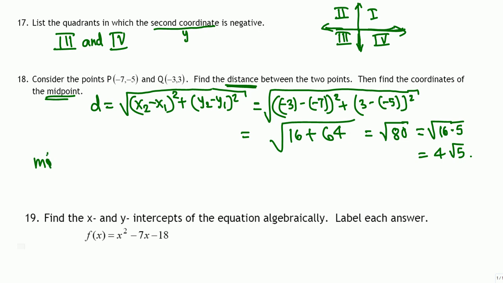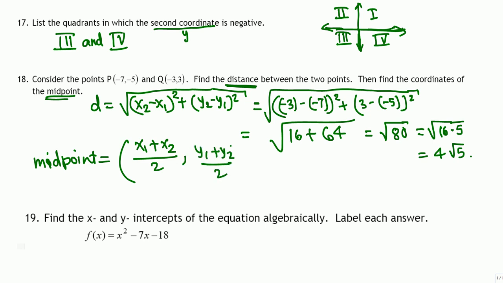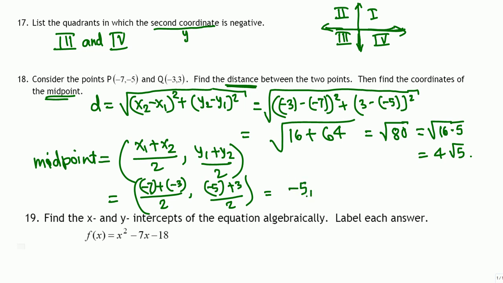The question also wants us to find the coordinates of the midpoint. So midpoint means we need to find the x coordinate and y coordinate. Midpoint is given by the formula x1 plus x2 over 2 comma y1 plus y2 over 2. So negative 7 plus negative 3 over 2 is the x coordinate, comma the y coordinate, negative 5 plus 3 over 2. Negative 7 plus negative 3 is negative 10, divided by 2 is negative 5. Negative 5 plus 3 is negative 2, divided by 2 is negative 1. So the midpoint is negative 5, negative 1.